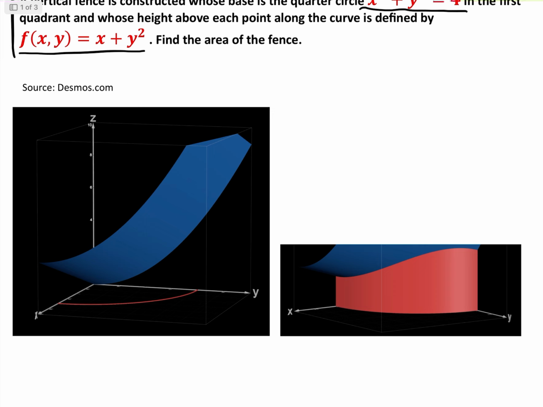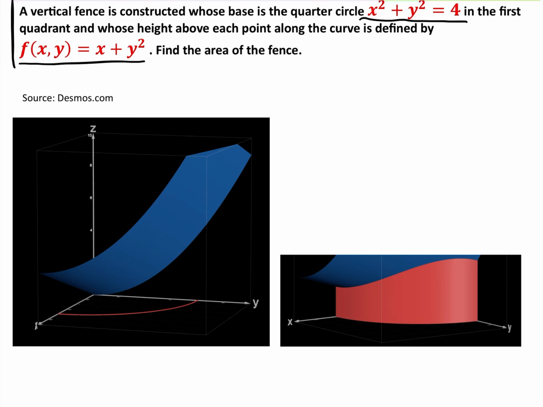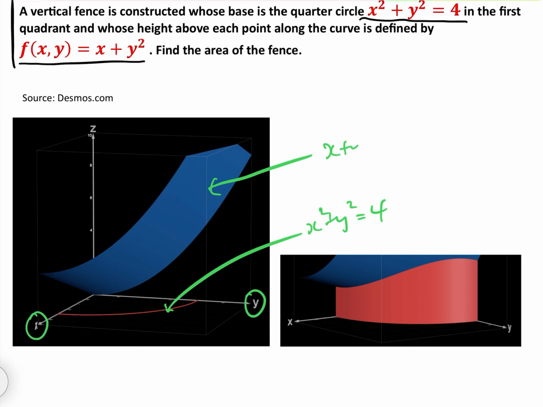Okay, so let's have a look at what we're looking at here, courtesy of desmos.com. Thank you very much. Let's just change the pen colour. Right, so basically if we look here, that is the curve x squared add y squared equals 4 in the first quadrant. There's the x-axis and there's the y-axis. And this thing here is the function x add y squared above it. And what we are looking at is, imagine that a fence was built along this curve here up to that surface like that. What is the area of that fence?